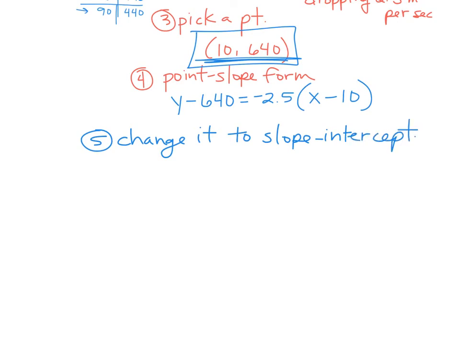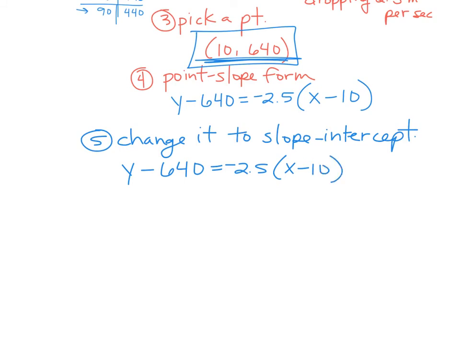Slope intercept form is y equals, so you're solving for y. Right now, I need to isolate my y. I'm starting with this, which is what we just solved. I need to turn that into y equals something.